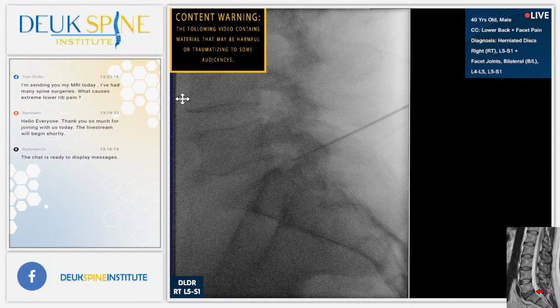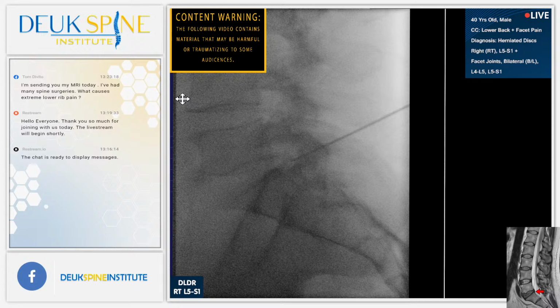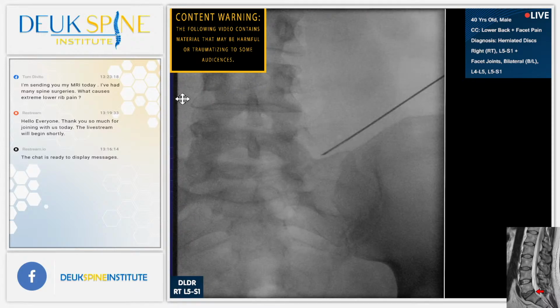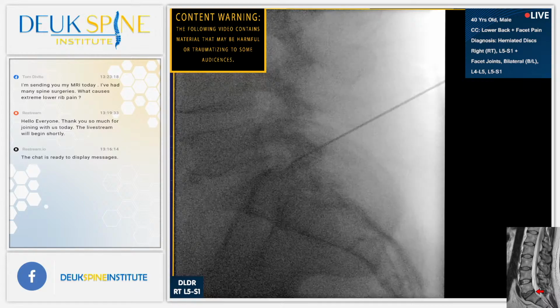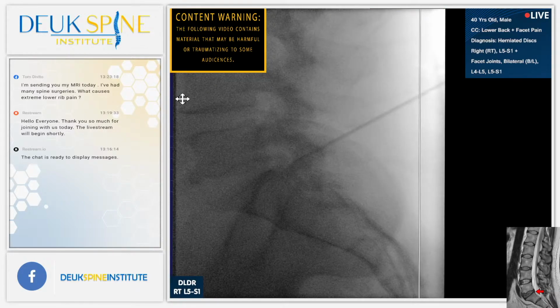Shot. AP. So we are now within the foramen at 5-1 on the right side. I need to look at where we are in an AP view. He is snoring. We need to be more medial. So I have to pull back and try to go back in again. Shot. Not too bad.